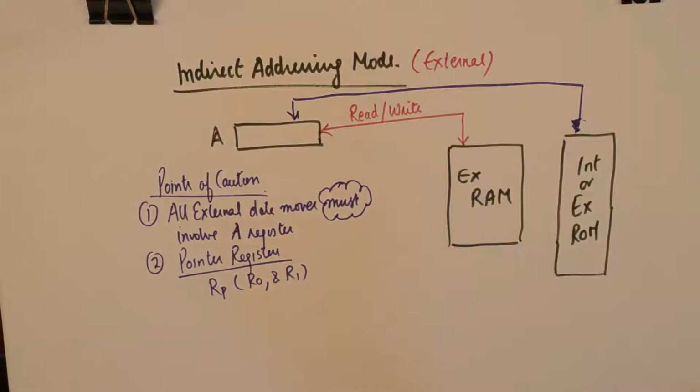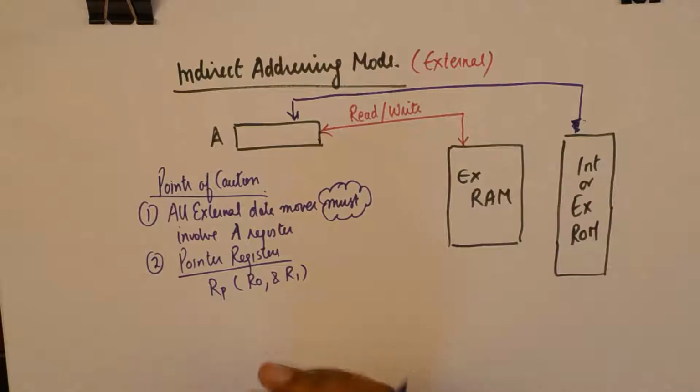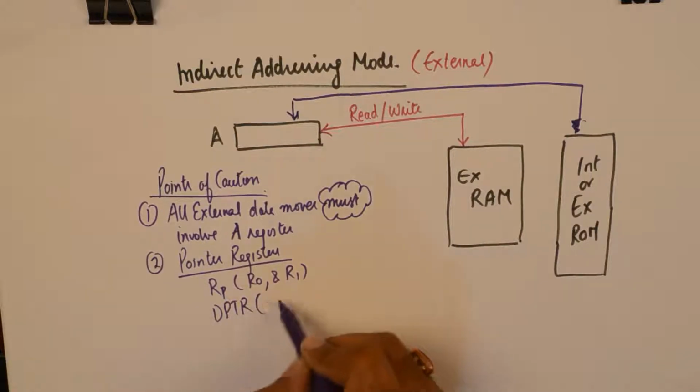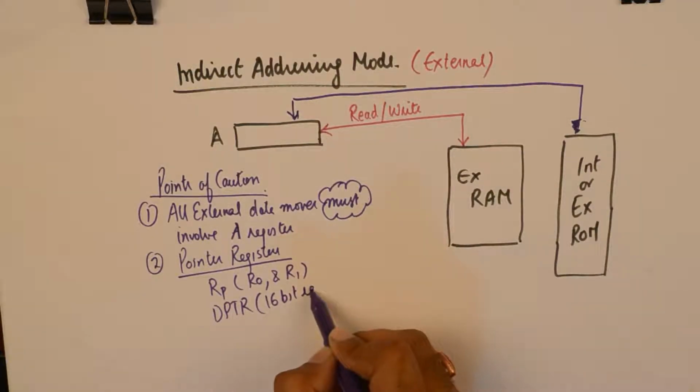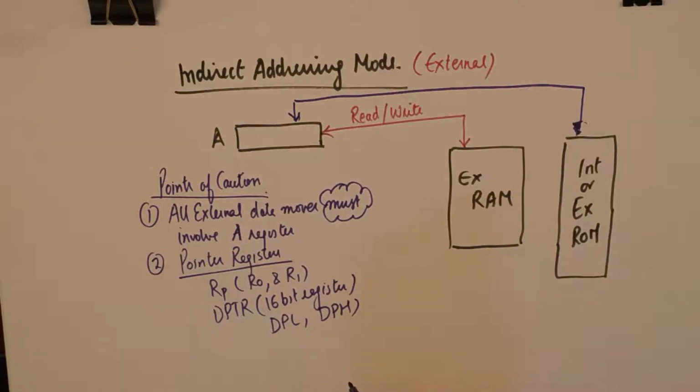If we want to point ourselves into some address which is 8-bit long, we could use R0 and R1. If we want to point to an address which is 16-bit long, then we have a provision of using DPTR, which is a 16-bit register and is composed of DPL and DPH.